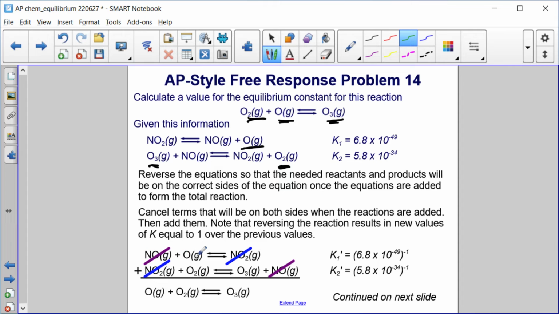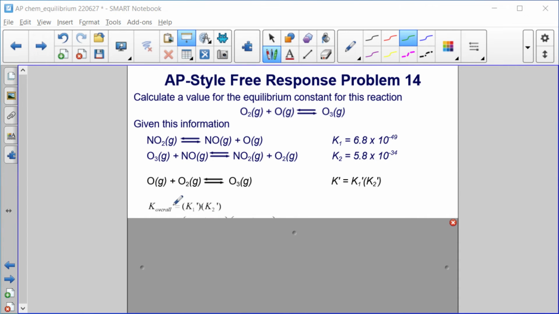And then keep in mind, when we flip the reaction, we have a new value, which I'll call K1 prime, which is 6.8 times 10 to the minus 49, the original K, to the negative 1, or 1 over the inverse. Same for K2 prime. So we're going to carry these values into the next slide.